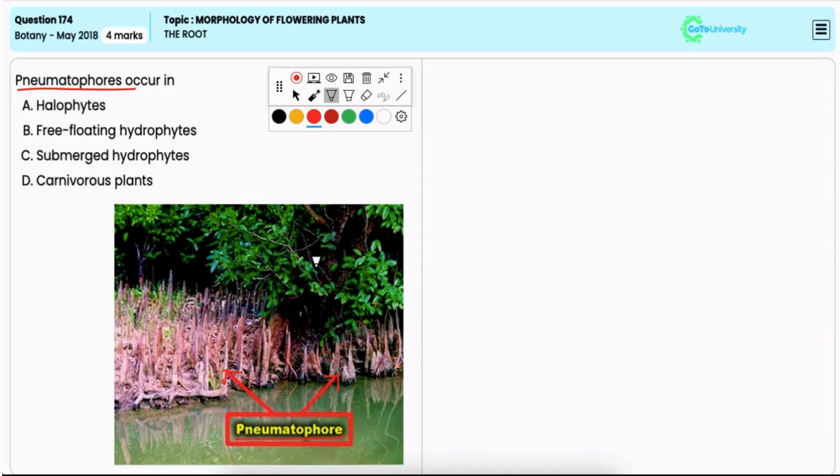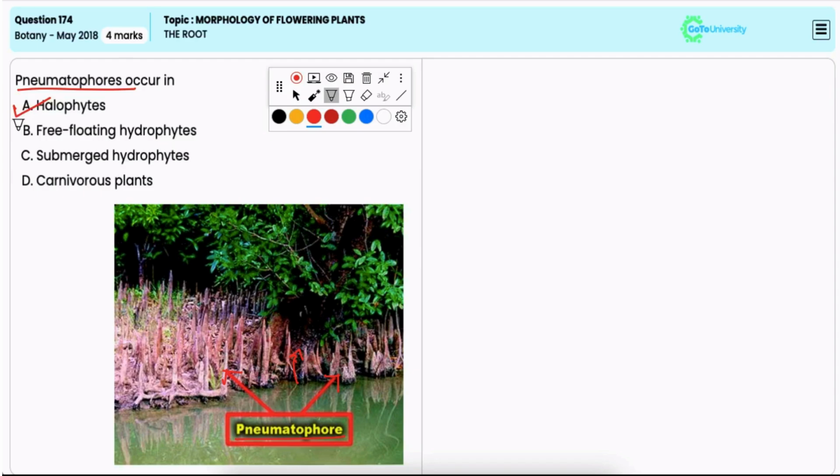That is, the plants that grow in saline or waterlogged environments such as mangroves. And these roots help in gaseous exchange by facilitating oxygen uptake in the waterlogged, or you can say anaerobic, conditions. Hence, the correct answer is option A.